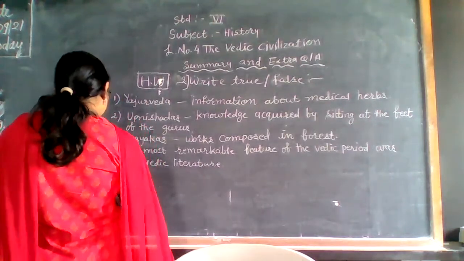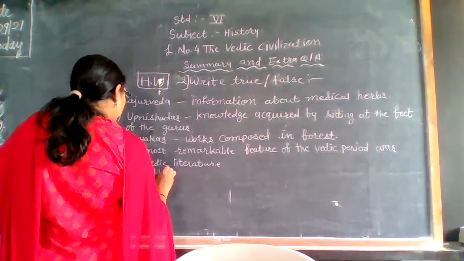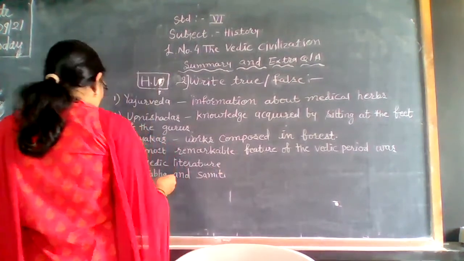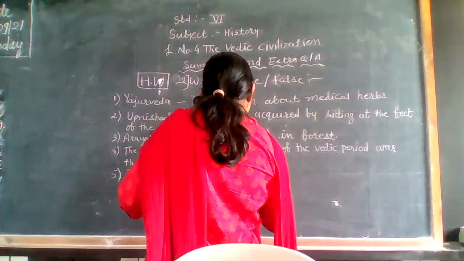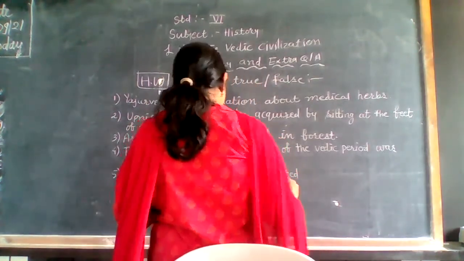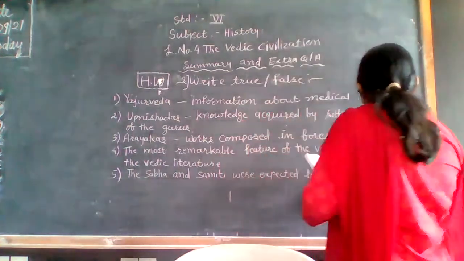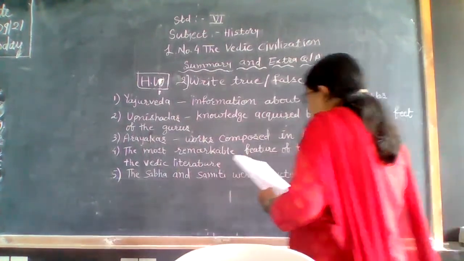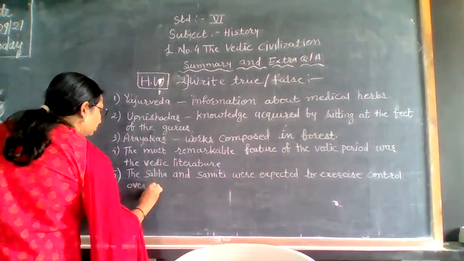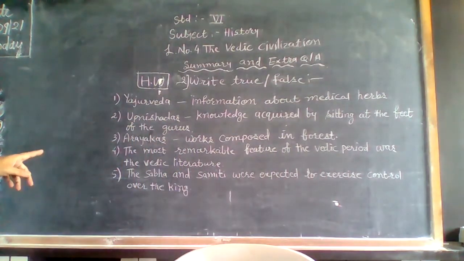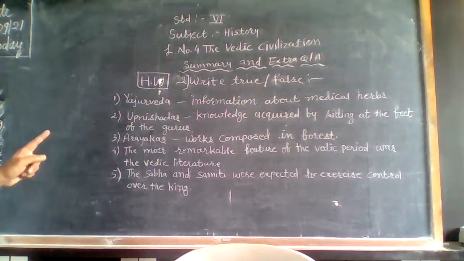And the last one, the Sabha and Samiti were expected to exercise control over the kings. Now see the last sentence. The Sabha and the Samiti were expected to exercise control over the king. Okay. Read the lesson carefully and find out whether the given statements are true or false.